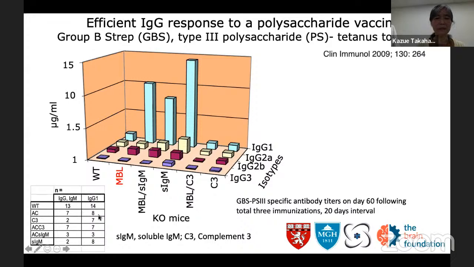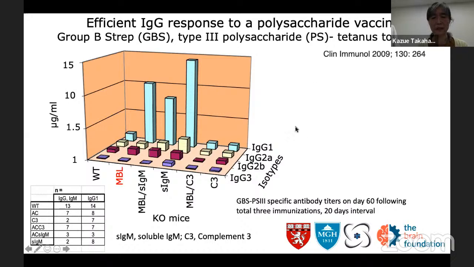And the IgG titers were measured at day 60. This data shows you Group 3 strep polysaccharide specific IgG. We also measured total IgG and IgM. We didn't see a difference between wild type and Mbl null. So I'd like you to focus on the difference between wild type and Mbl null, and the increased IgG isotype was IgG1.